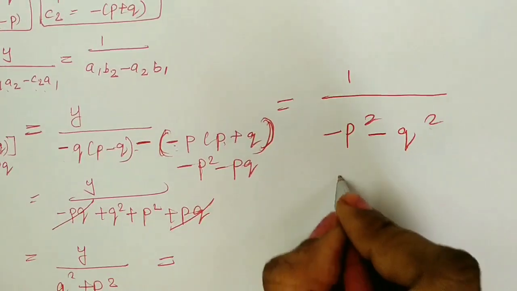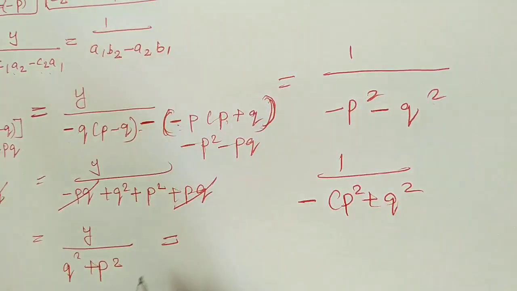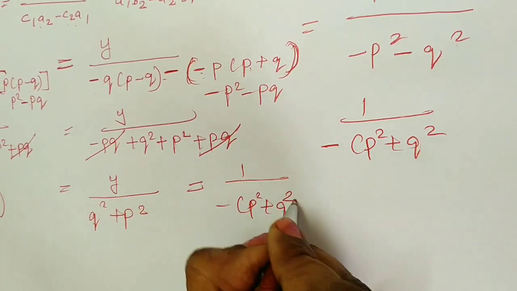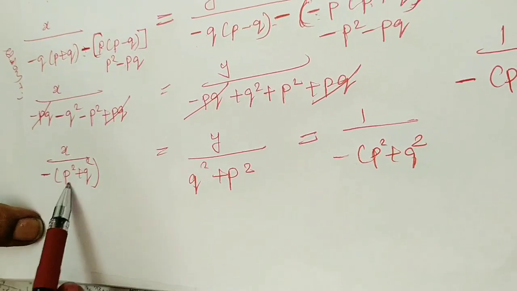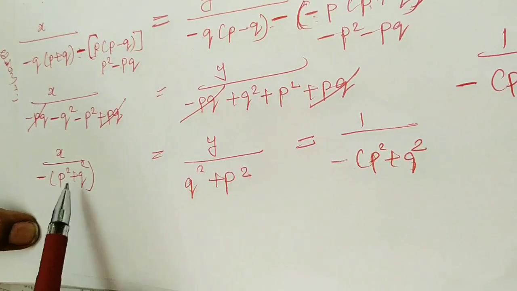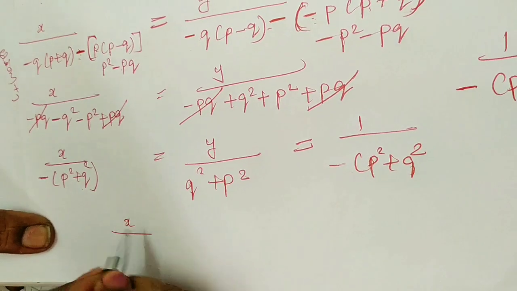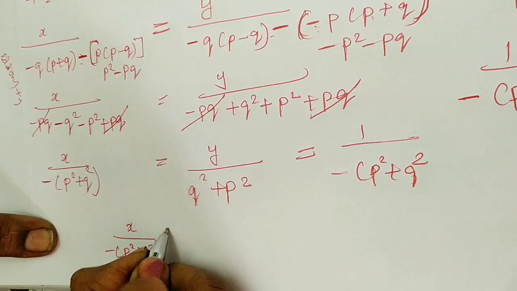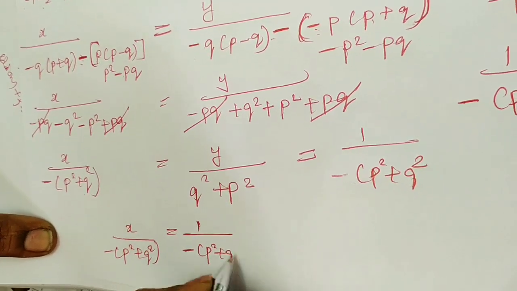Now this can be written as 1 by P square plus Q square. See here, 1 by minus P square plus Q square. Now you see there are three parts. Now equate these two parts alone to find the value of x. Okay, you can write it as x by minus P square plus Q square is equal to 1 by minus P square plus Q square.